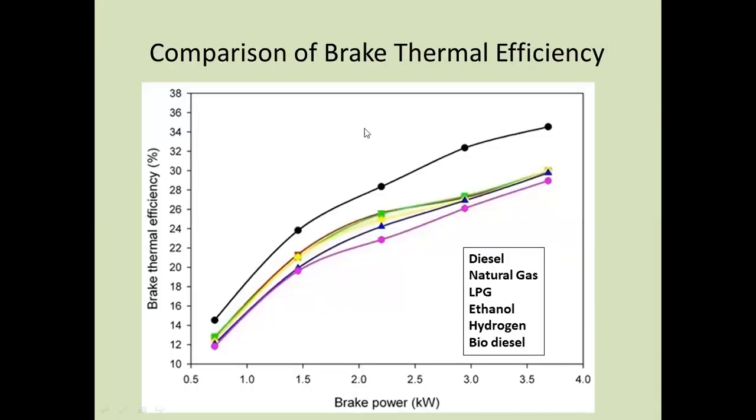So in the next slide we can discuss the performance parameters. As I told earlier, these three parameters are very important: one is brake thermal efficiency, another is brake specific fuel consumption, and another is exhaust gas temperature. From this graph, the x-axis is brake power and the y-axis is brake thermal efficiency. Here we use different alternative fuels: diesel as a sole fuel, natural gas, LPG, ethanol, hydrogen, and biodiesel.